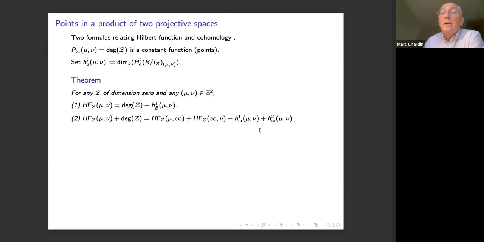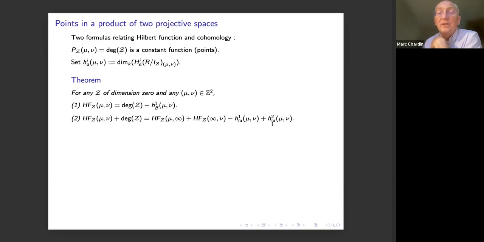The other formula expresses the Hilbert function in terms of the defect of the Hilbert function, in terms of H1 in M and H2 in M, which is more interesting, in fact, in practice. So it says that if you want to know the Hilbert function in degree (mu, nu) plus the degree of Z, it is the Hilbert function in degree mu and anything sufficiently big in nu, plus the Hilbert function in degree sufficiently big in mu and nu, minus h1m plus h2m.